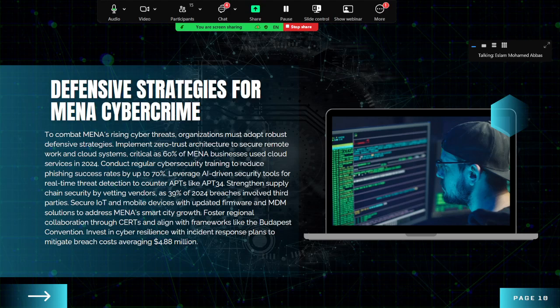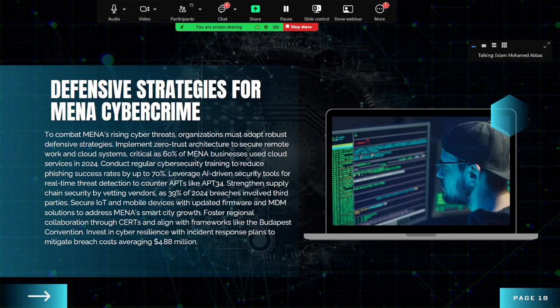So a lot of MENA countries and a lot of companies in this MENA region spend a lot of money on cybersecurity trainings to reduce these phishing attacks. And the next defensive strategy, which is a new defensive strategy used these days, is AI-driven security tools. There are a lot of AI-driven security tools which can help us build better defensive strategies against these attacks.